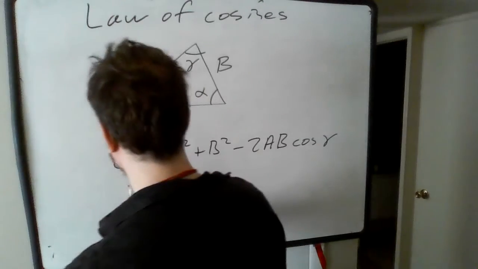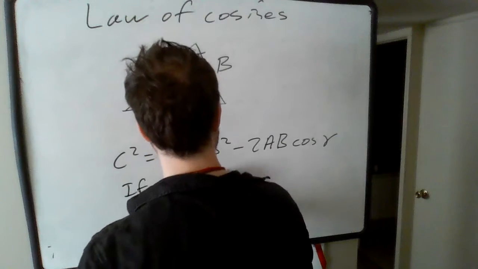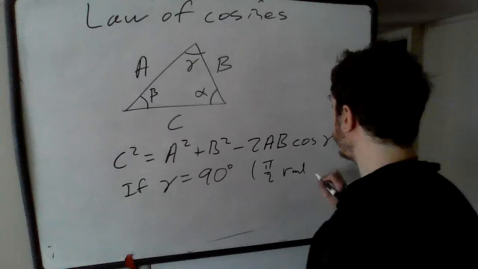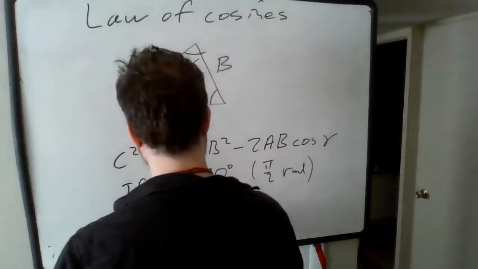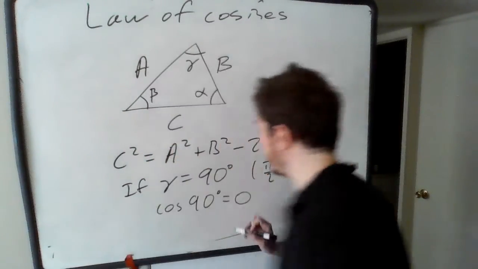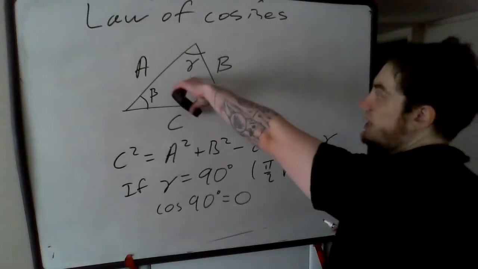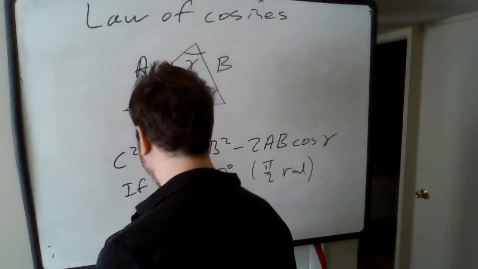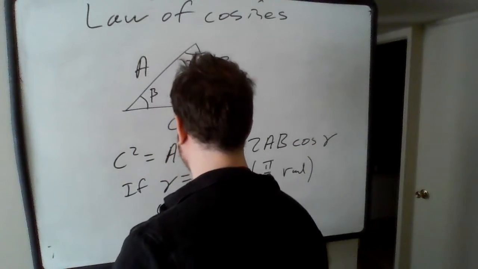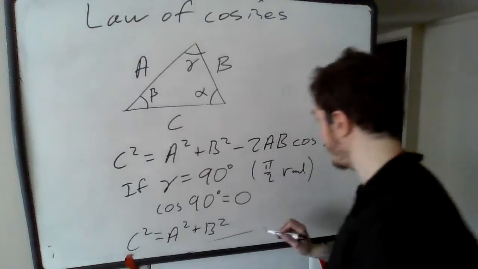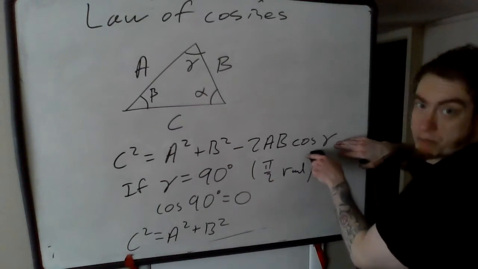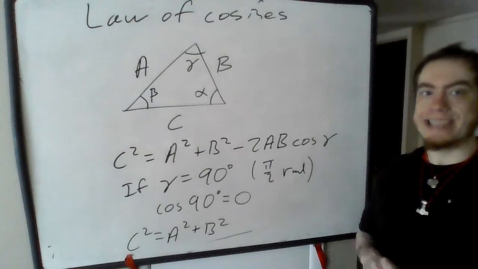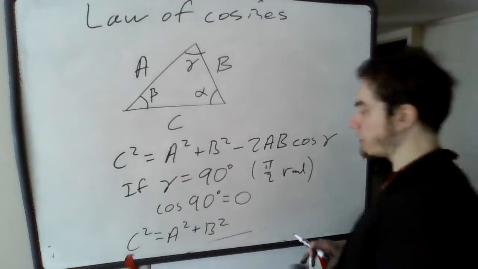So notice, if gamma is equal to 90 degrees, or pi over 2 radians, then the cosine of 90 degrees is equal to 0. So if this is in fact a right angle, that makes c into the hypotenuse, and then this whole formula simplifies to c squared equals a squared plus b squared, because this term is being multiplied by 0 and it goes away. So this really is just a generalization of the Pythagorean theorem.